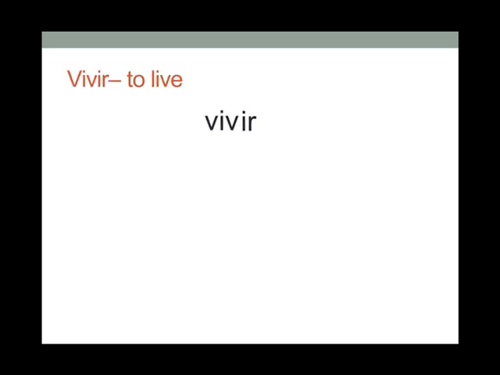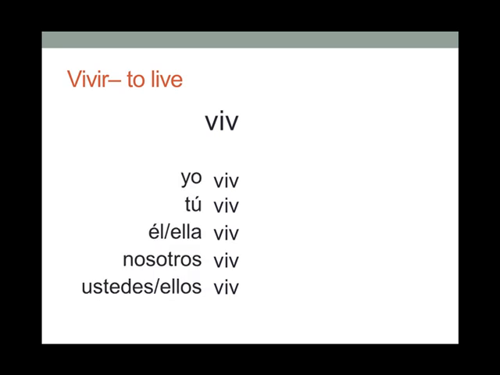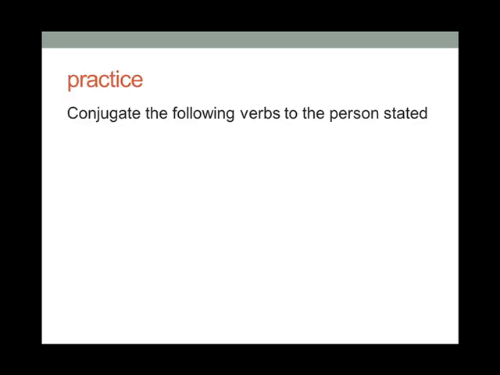Finally, we have the IR, vivir, to live. We erase the ending. We have our base. We have our pronouns. If I want to say that I live in Canyon City, yo vivo, you add an O. You live, tú vives. He or she lives, vive. Nosotros vivimos. And ustedes or ellos viven.